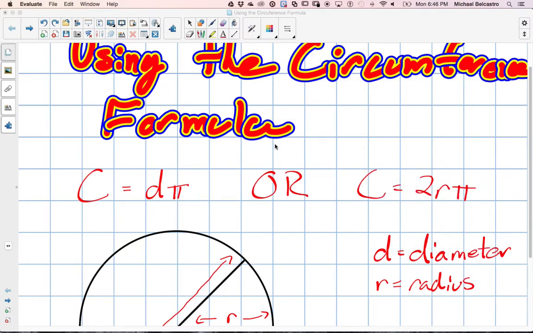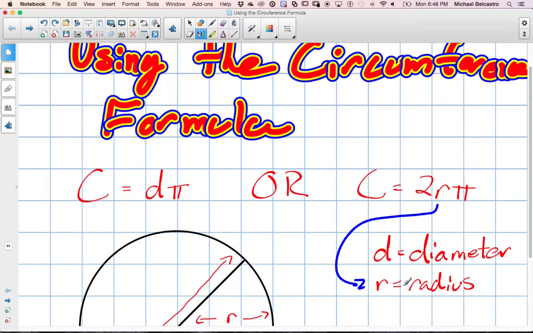Or the formula can read circumference is equal to 2 times r, which is again just a letter. It's a radius, a part of the circle, times pi. Again, pi. So pi is involved in both. The only difference is the 2r and the diameter. So we're going to talk about how they kind of look like they're replacing each other.